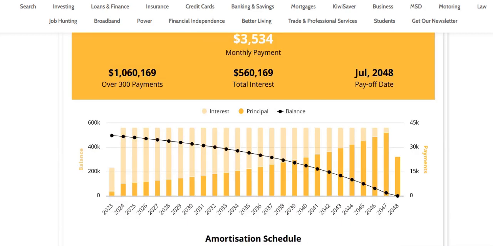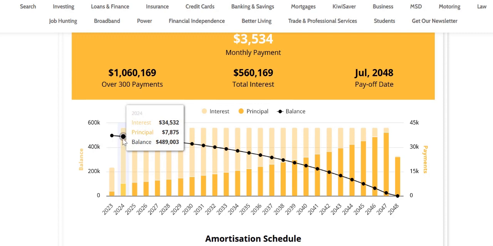So this graph looks complicated, but I can assure you it's not. And let me just walk through exactly what it all means. So let's ignore 2023. And what you can see here in 2024 is a whole bunch of bars, and then this line starting to trail down. What this shows you is a whole year of interest and principal payments, and then it's showing you the balance of your loan.